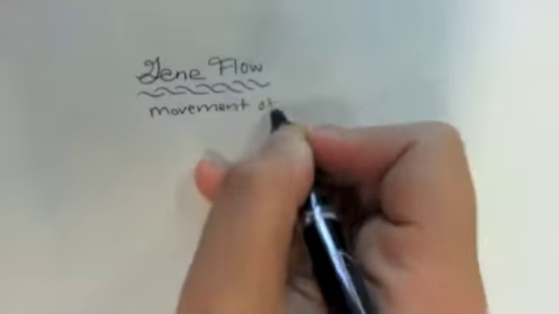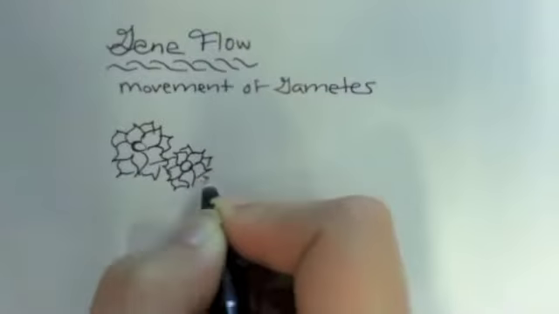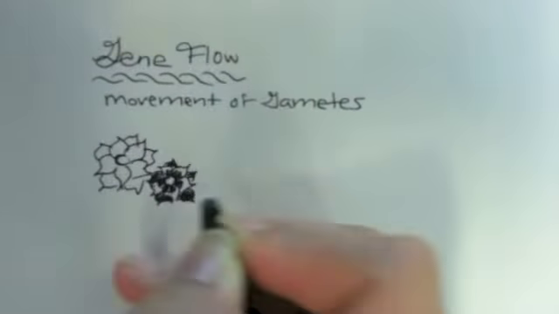Migration of individuals and movements of gametes between populations results in gene flow. Gene flow is when there's a change in allele frequency in a population.